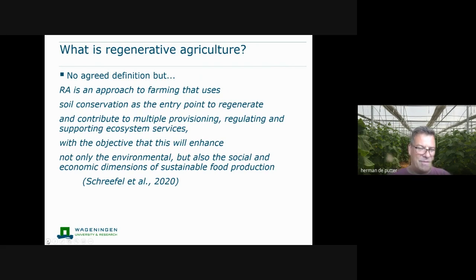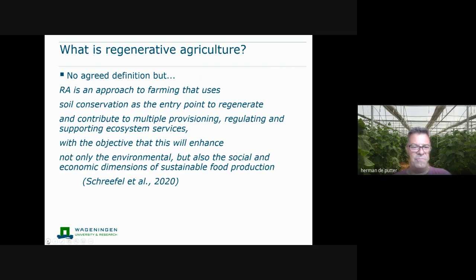But a PhD student at Wageningen, Schrevel, who's doing a PhD study, tried to give a definition: an approach to farming that uses soil conservation as the entry point. So yes, soil health, soil conservation, soil as a focal point is a starting point, to contribute to multiple provisioning, regulating, and supporting ecosystem services. So also looking at biodiversity is a key point of regenerative agriculture. So it's more than only soil.